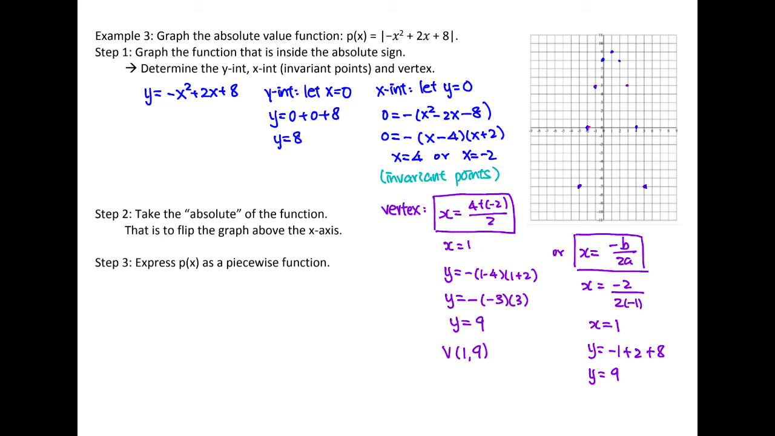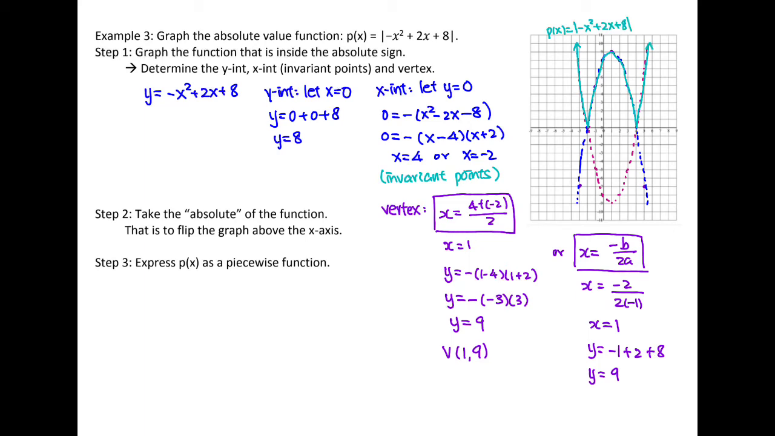After we have the points, then we use a dotted line to draw the original parabola. Then we reflect all the points along the x-axis and draw another parabola. Then we're going to trace the positive region to have our absolute function.